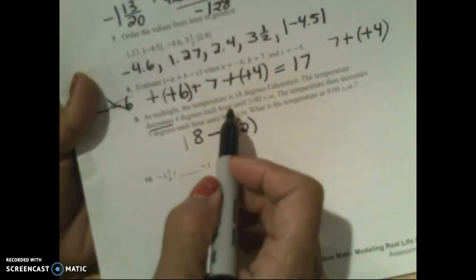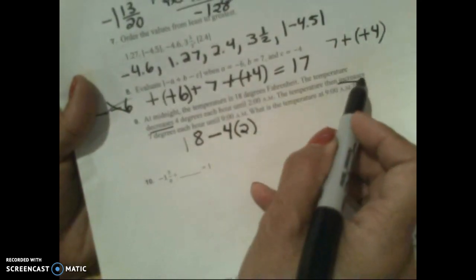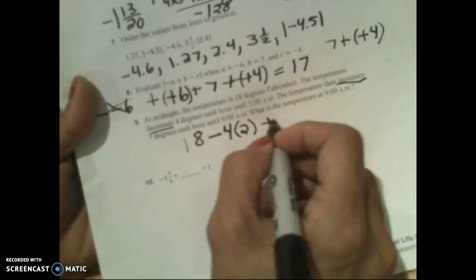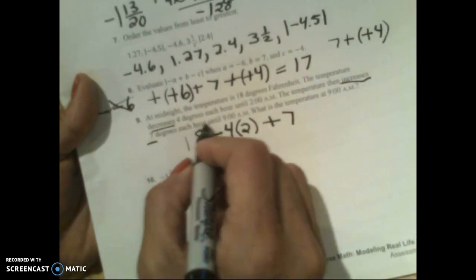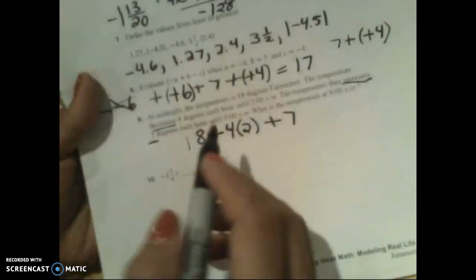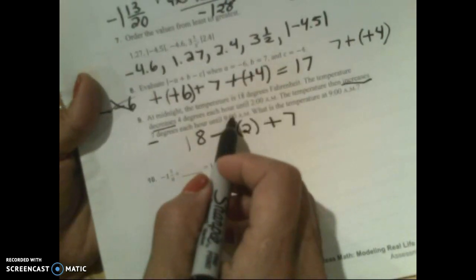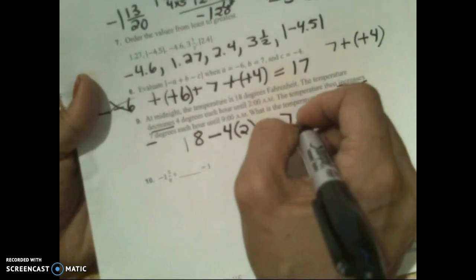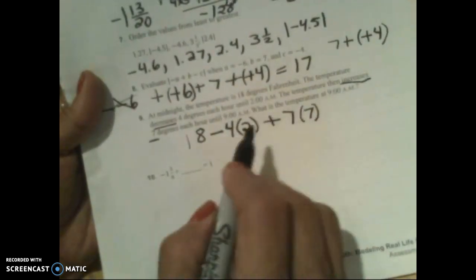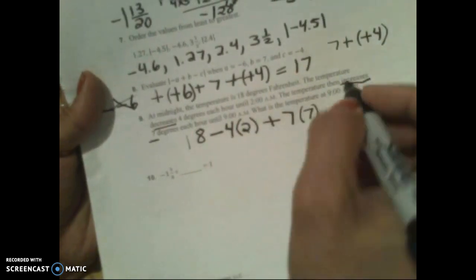Then the temperature increases, so it goes up 7 degrees each hour until 9 a.m. From 2 a.m. to 9 a.m. is 7 hours. So if it's going up 7 degrees for the next 7 hours, that's 7 times 7. What is the temperature at 9 a.m.?